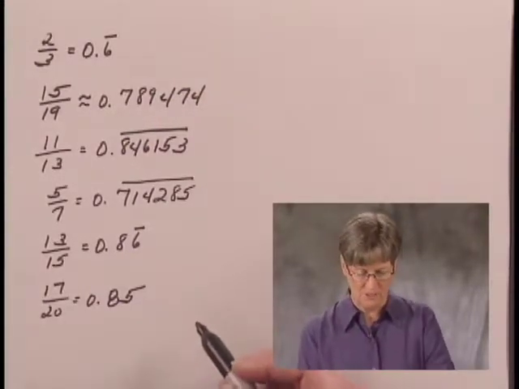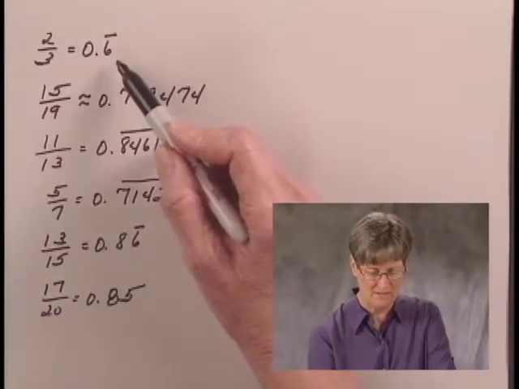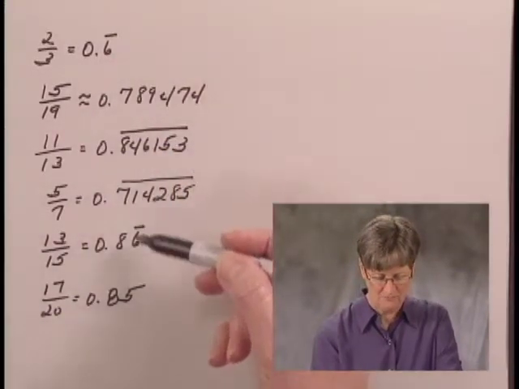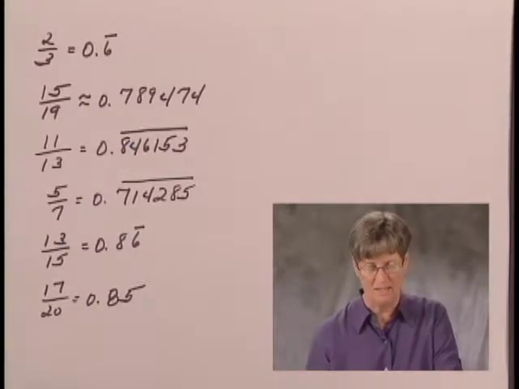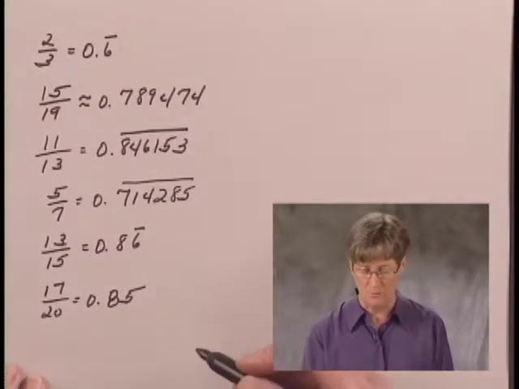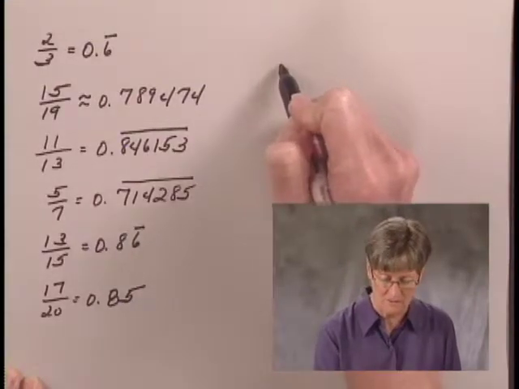So let's look through here. 2/3 has 6 in the tenths place, and that's the only fraction that has 6 in the tenths place, and that is the smallest number that we have in the tenths place. So we know that 2/3 would be the smallest.